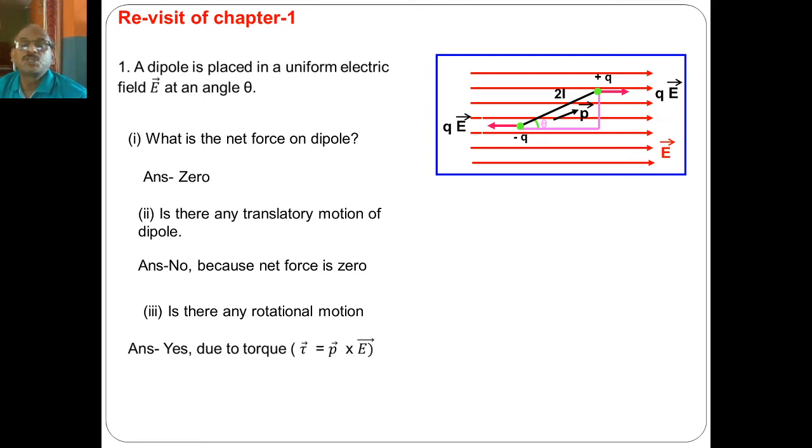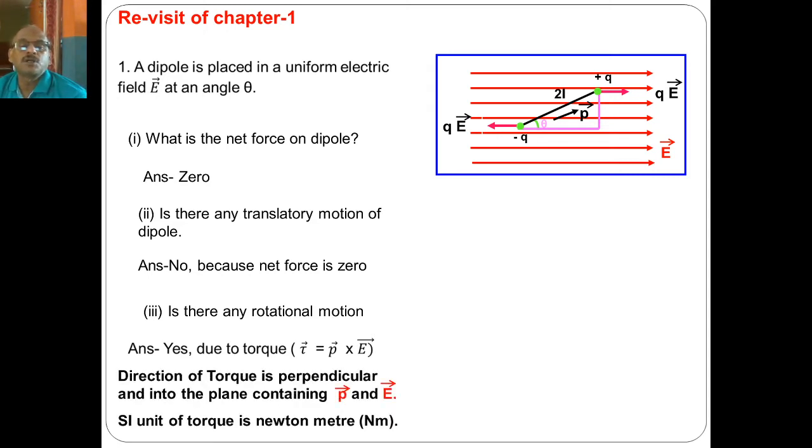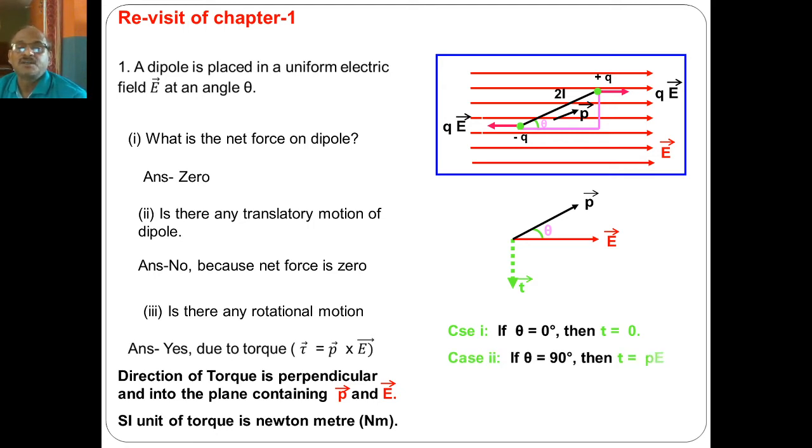Some more recapitulation about the torque. The direction of the torque is perpendicular to the plane formed by P and E. So here if the angle between dipole moment and electric field is theta, then torque is downward, that is into the plane. If theta is 0, then torque will be 0 because tau equals P E sin theta. If 90 degree, then its value will be maximum and that is equal to PE. If theta equals 180 degree, then torque is 0.